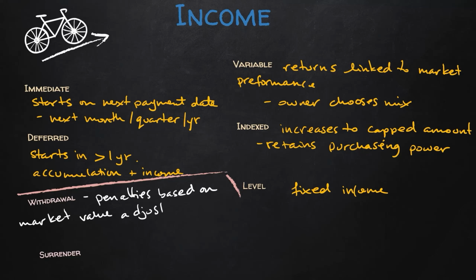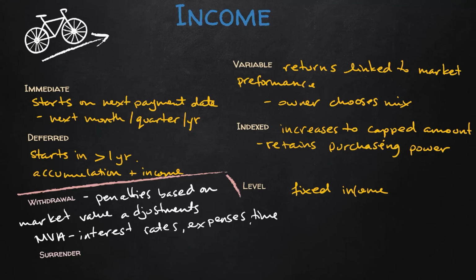So withdrawals, you can make them, but there are penalties, and those penalties are based on market value adjustments, or MVAs. And MVAs are based on interest rates, expenses, so the insurer's expenses, and then how much time that annuity has until maturity. So they can vary, and they can be quite costly. The surrender option really is very limited.